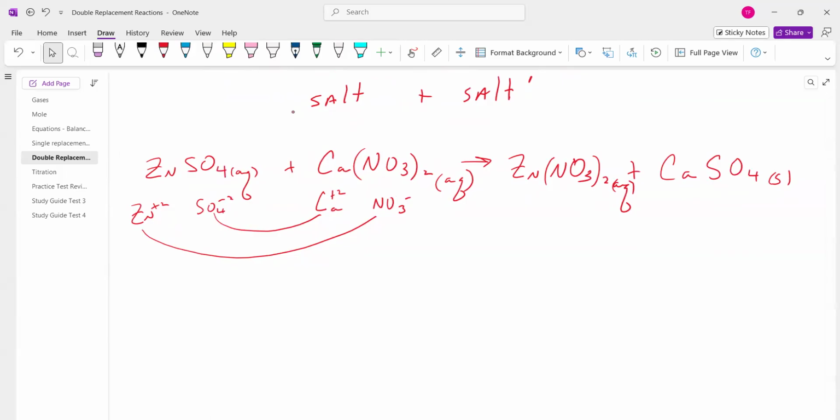Now, yesterday we talked about spectator ions. Frequently in a double replacement question, you'll be asked, what are the spectator ions? Well, spectator ions are ions that don't do anything. Now, the sulfate is not a spectator ion because it solidified with the calcium. But the nitrate, the NO3, is aqueous on both sides. So NO3 is a spectator ion, as well as the zinc is.